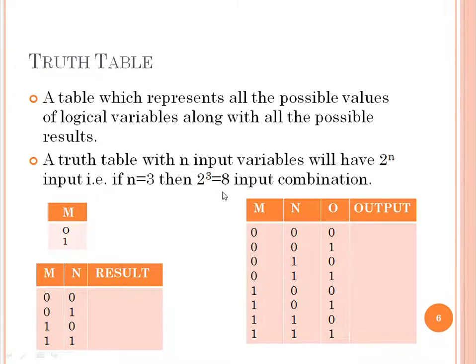A truth table with n input variables will have 2 to the power n input combinations. That is, if n, the number of variables, is 3, then its possible input combinations would be 8. For example, if there is one variable, n is equal to 1, then its possible input combinations would be 2 to the power 1, that is 2 input combinations.